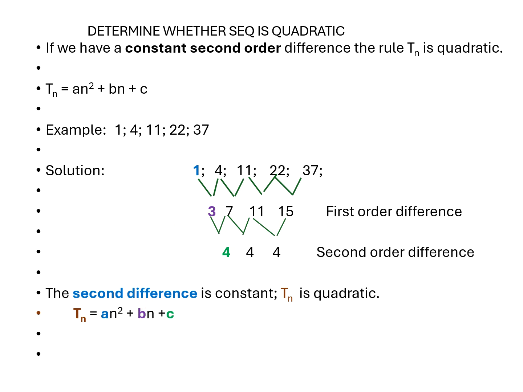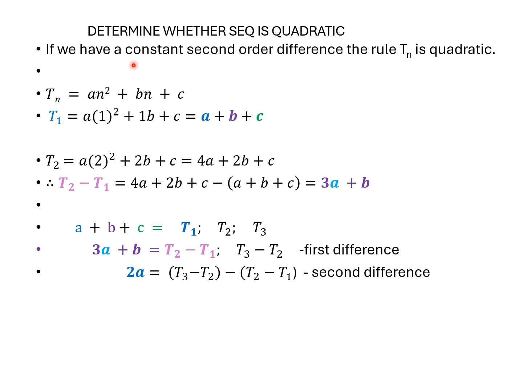We need to understand how to find the formula. So before we find the formula, I'm going to show you how these items we use to find the formula, how we've gotten them. So if we have a constant second order difference, the rule Tn is quadratic. Right, so Tn equals an squared plus bn plus c. So the quadratic sequence always starts with the first term. I assume you know that.